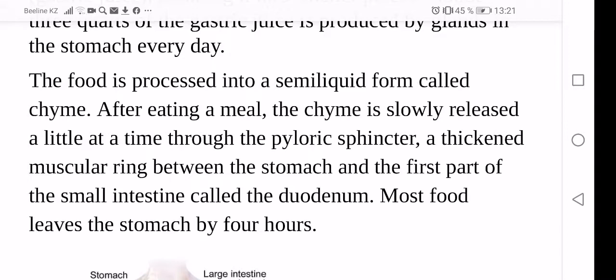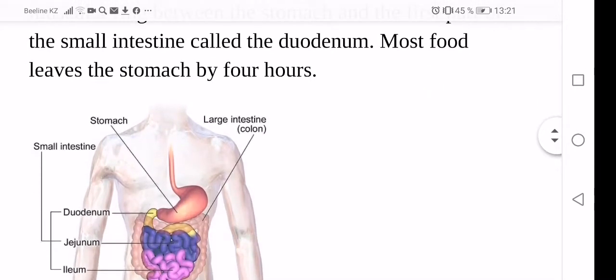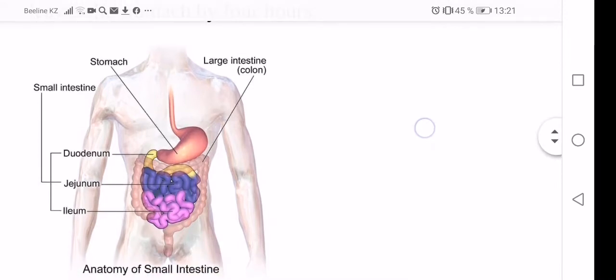After eating a meal, the chyme is slowly released a little at a time through the pyloric sphincter, a thickened muscular ring between the stomach and the first part of the small intestine, called the duodenum. Most food leaves the stomach by 4 hours.